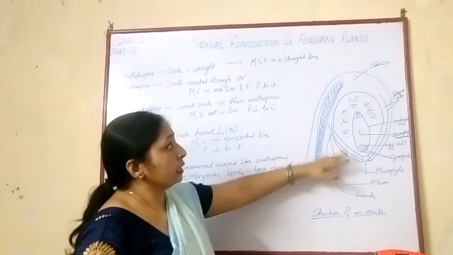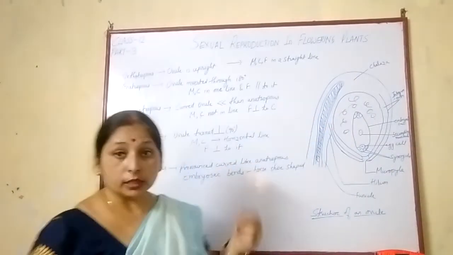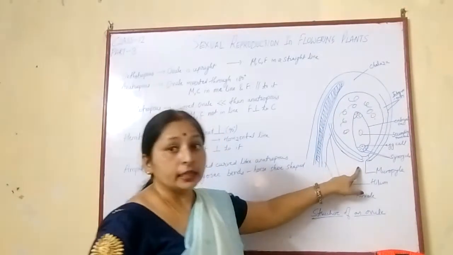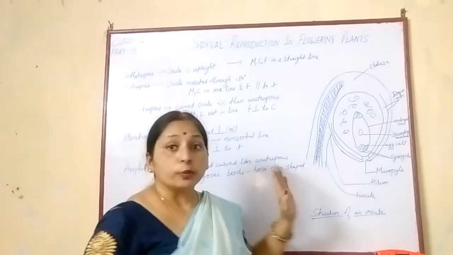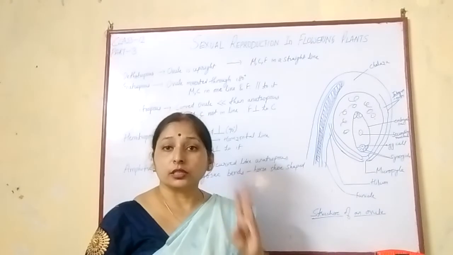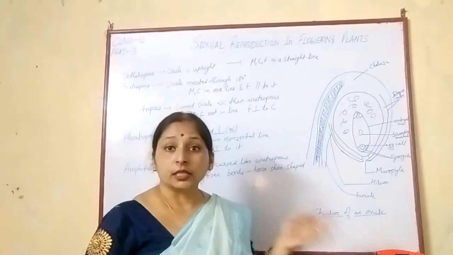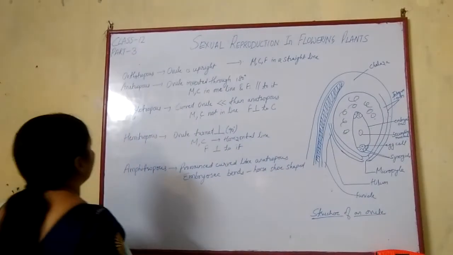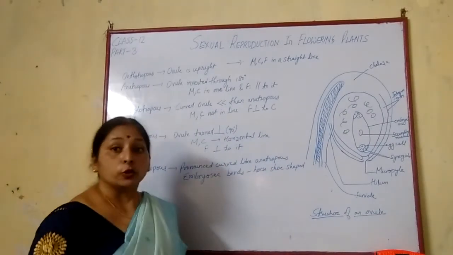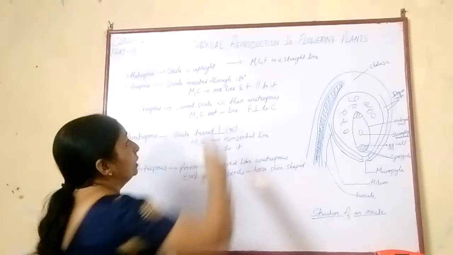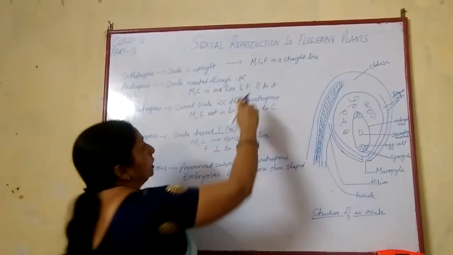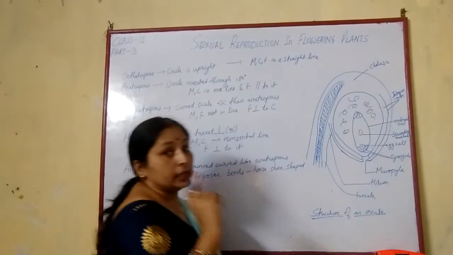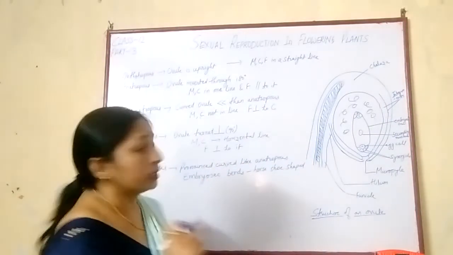Let's just know the terms of the structure. This is the chalazal end, this is the micropylar end, and this one is the funicle. So based on these three structures, micropyle, chalaza and funicle, the names are given. First is the orthotropous ovule. Orthotropous means the ovule is upright, and all three, micropyle, chalaza and funicle, are in a straight line. Then the condition is orthotropous.